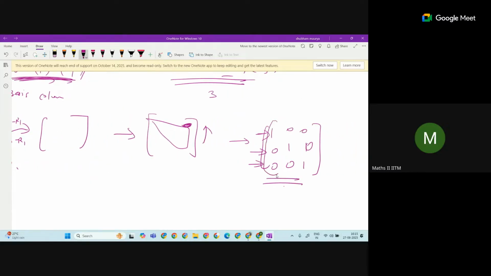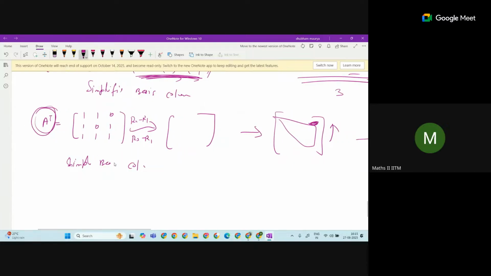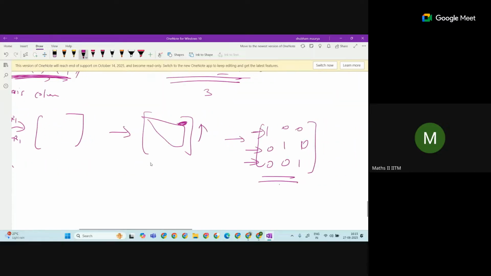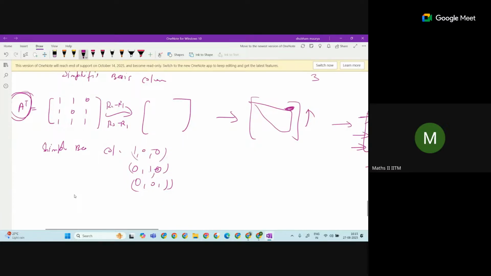Now you will not take the columns. Many people have the confusion and start taking the columns of it. No, you don't, because you are doing operations on the transpose. So you have to take the rows. The simplified basis is just the rows here. So this is also 100, 010, 001. This is a very simple matrix, that's why you are getting the same. Otherwise, many times, the simplified basis of the column space generally differs from the simplified basis of the row space.